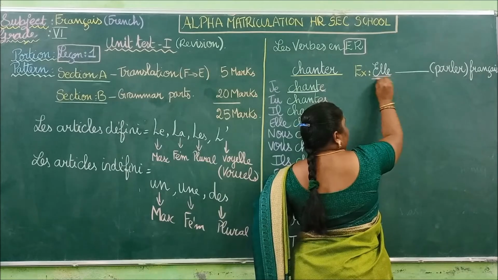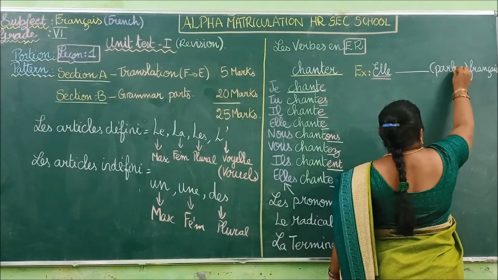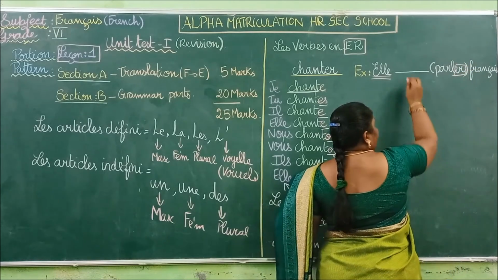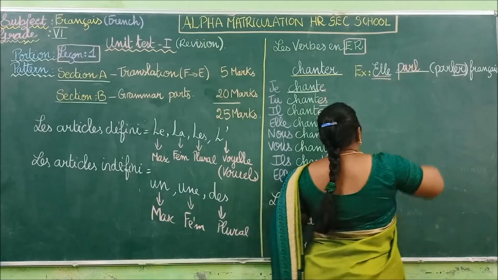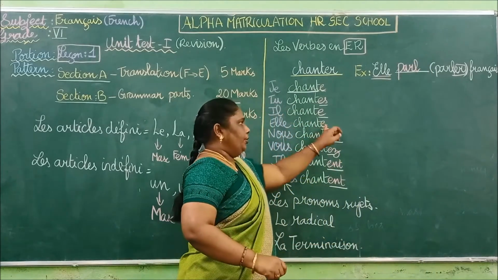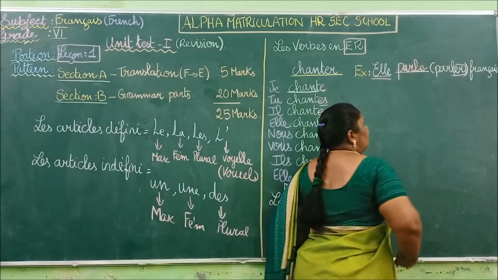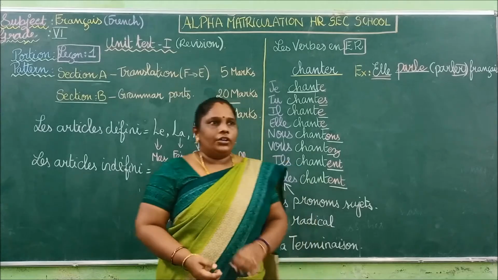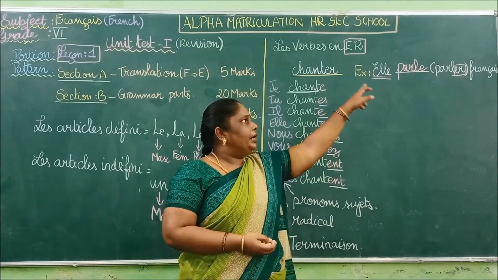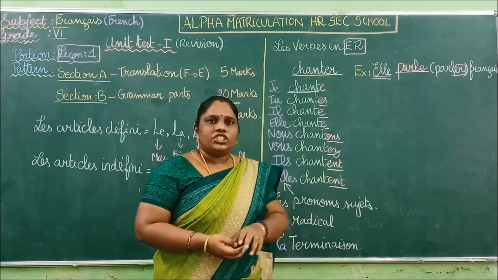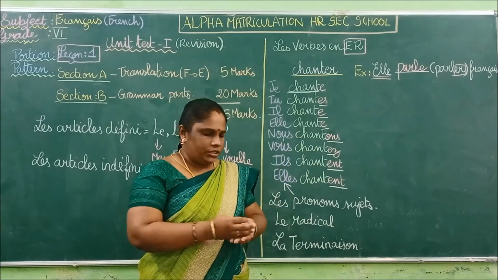So we are going to see the subject. According to the subject, what do we have to do for an ER group verb? We are going to cut the ER and write the radical of the verb. And what do we have to add? We are going to add an E. Okay. So you have the verb parler. Elle parle français. She speaks French. I hope you have understood this.